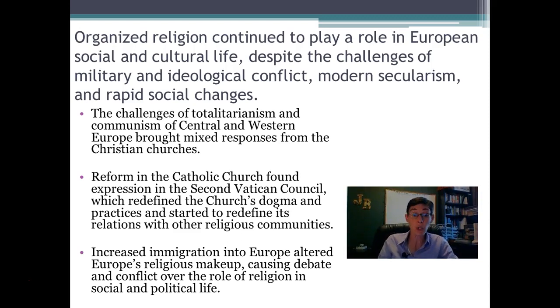Increased immigration into Europe also altered Europe's religious makeup, causing debate and conflict over the role of religion in social and political life. We're not talking about Christianity here. We're talking about the influx and presence of Jews and Muslims versus the established Christian culture that existed in Europe previously. Jews were always present in Europe, as were Muslims, but in terms of the increasing problems between the three religions, this would only increase over the course of the 20th century, and it is a problem now for Europe specifically.